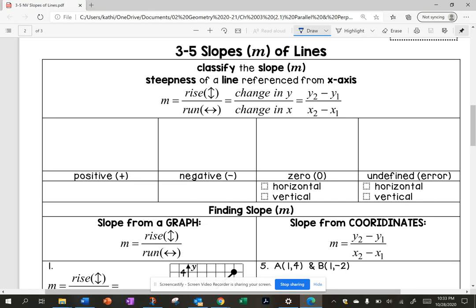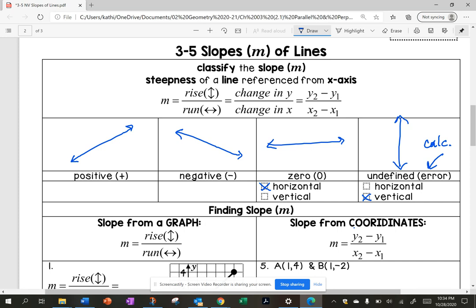So I read a graph like I read a textbook. So I read from left to right. And if on the right I am higher than on the left, I have a positive slope. If on the right I am lower than the left, then I have a negative slope. When I have a horizontal line, I have a 0 slope. And when I have a vertical line, I have an undefined slope. And in my calculator, I'll see the word error.